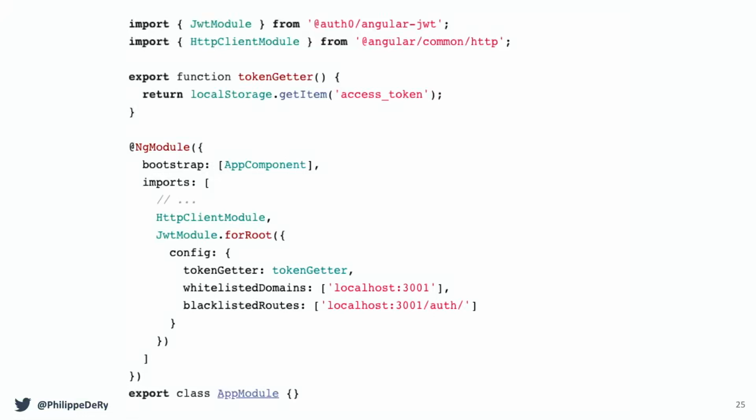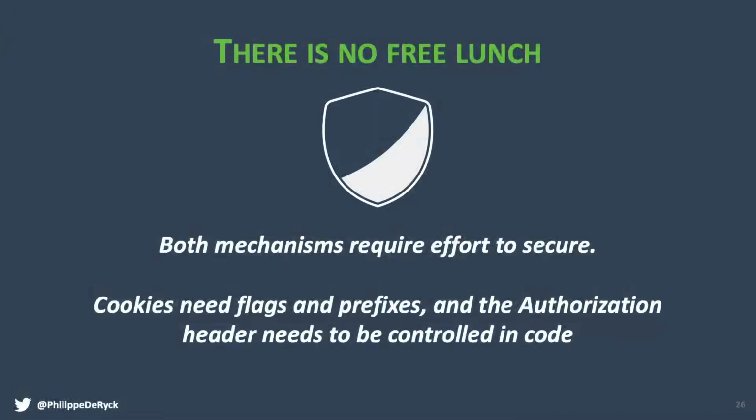And implementing that yourself means URL matching. And if you know about web development, URL matching is one of the dirtiest pieces of code you can write and one of the trickiest ones to get right. It's actually not that easy. So the takeaway here is there's no free lunch. Whether you go with cookies or the authorization header, you're going to have to spend a lot of effort on making sure that this is done in a secure way. Whether it's adding flags and prefixes or ensuring that your code has the necessary restrictions in place, you need to do that. And that's just the reality.